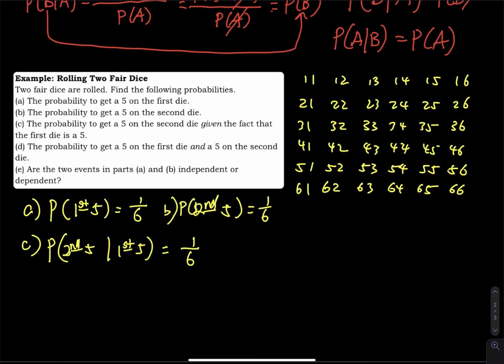And then D, the probability of getting a 5 on the first die and a 5 on the second die. So this one, the first and the second, they are independent, right? It doesn't matter how many times you roll it. Every time you want to get a 5, it is always 1/6. So they are independent. So here is how I explain that. Let's say that is A, that is B, then this is B given A. Since they are independent, the probability of B given A is just equal to the probability of B.